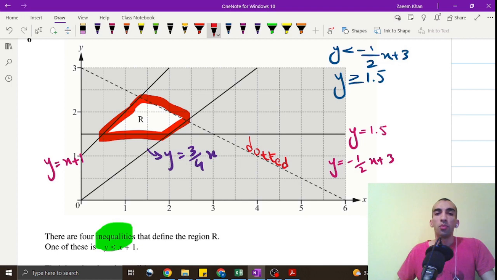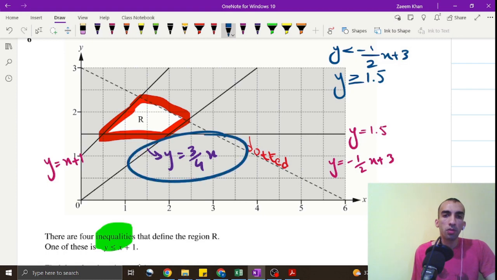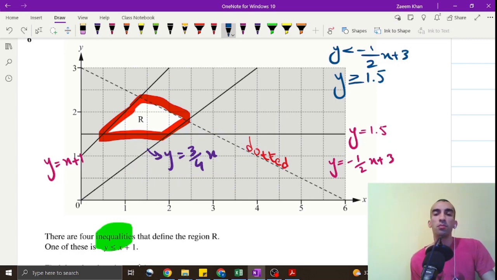Okay. We have two inequalities now. One more inequality to go. By the way, they've already given us this one, so we can write this again. But this doesn't count because they've given this in the question. This is the third one. Are we supposed to stay above this line or below this line to enter the shaded region R? Above. y is greater than or equal to 3 by 4x.